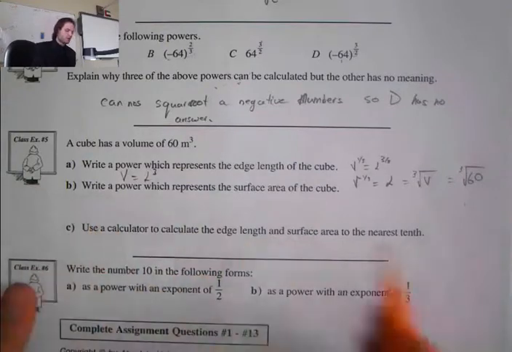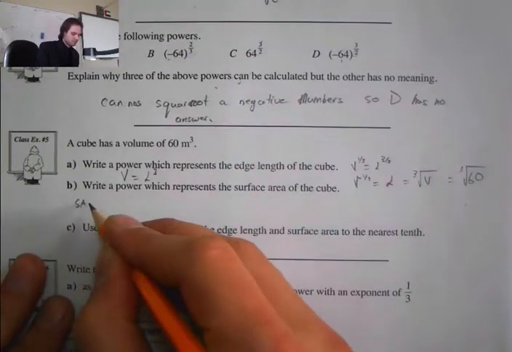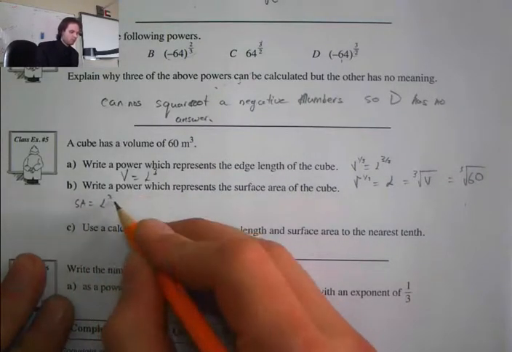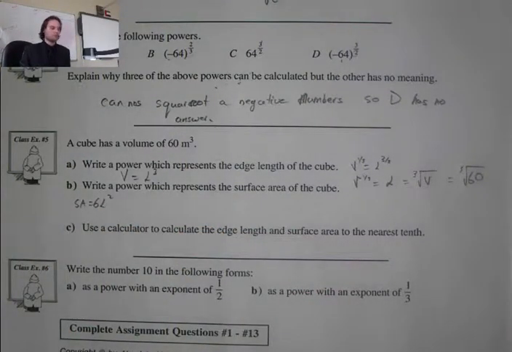All right? Let's take a look at the next one. Write a power which represents the surface area. Well, surface area is all sides added up, the area of all sides. The area of a square is length times length. Okay, so the length squared multiplied by 6, because there's 6 faces of a cube, right? Take a look at this. This is a rectangle, but I have 1, 2, 3, 4, 5, 6. Okay, now a cube would be just a little bit better.